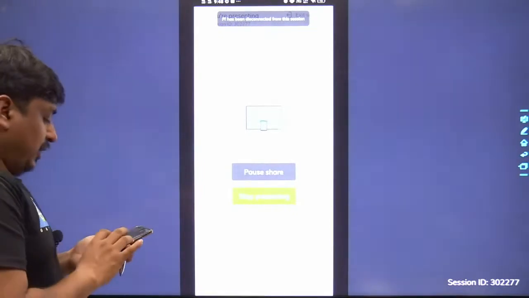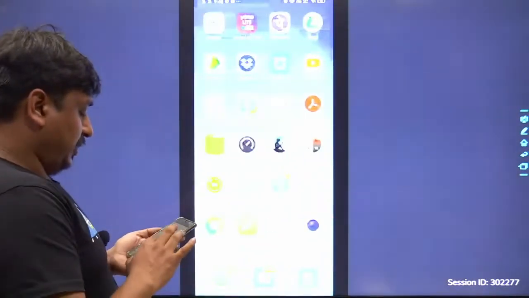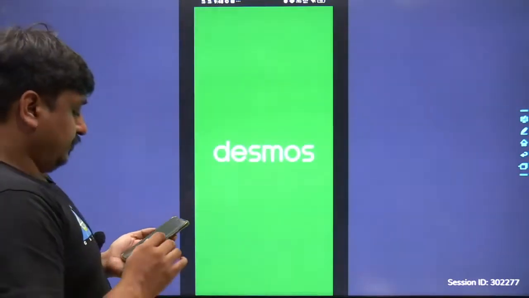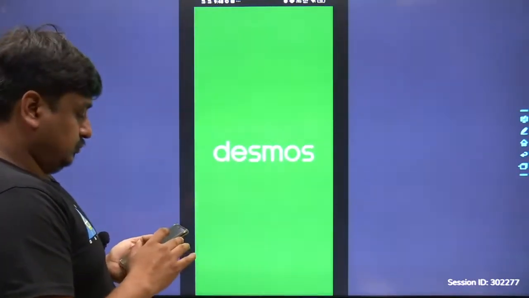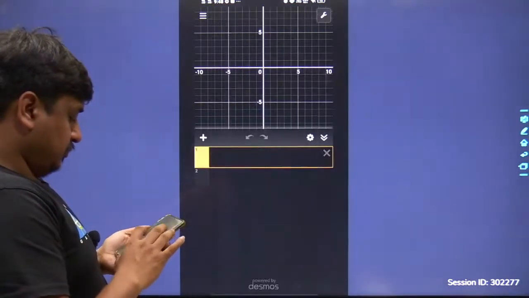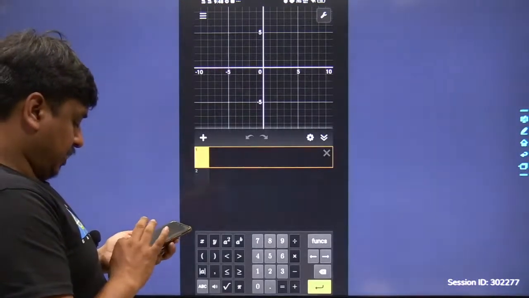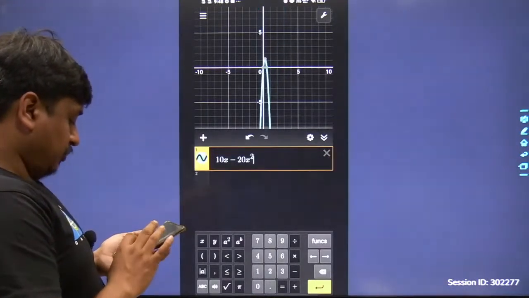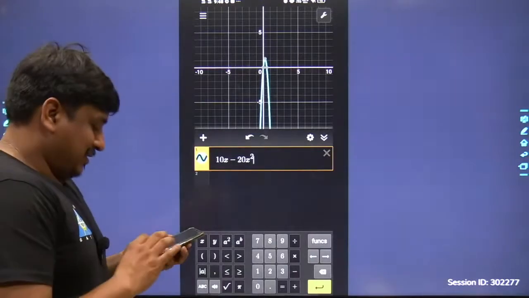Yes, let me draw the curve. 10x minus 20x square. Let me change it to the reverse mode. 10x minus 20x to the power of 2. See.